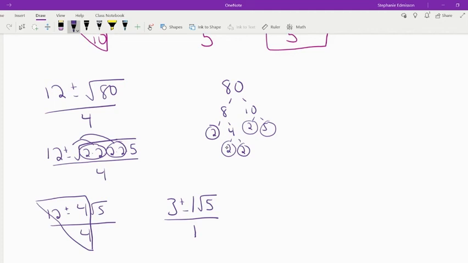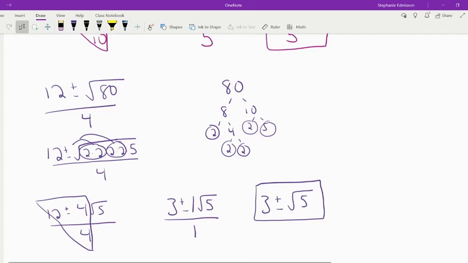But we know that whenever there's a 1 in the denominator, we don't write it. It's just understood that it's there. And same with this one. So we could rewrite this as 3 plus or minus root 5. And that's it. That's the answer. So that is how you simplify fractions that have roots.